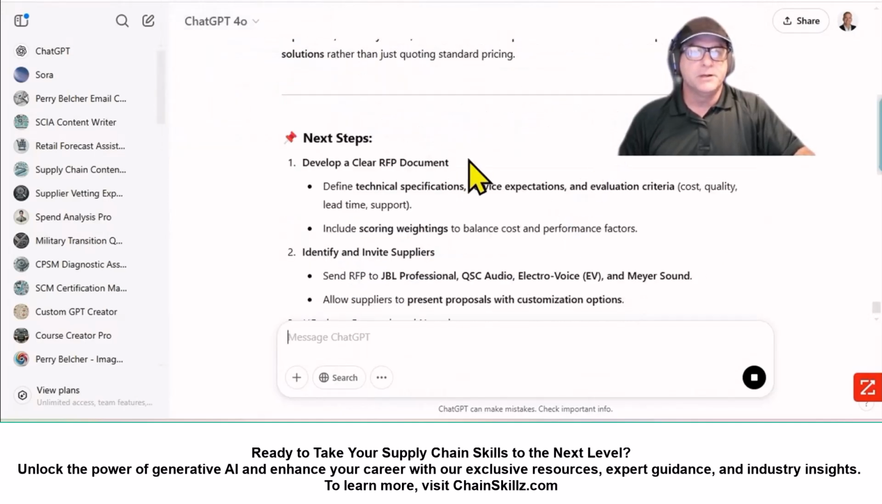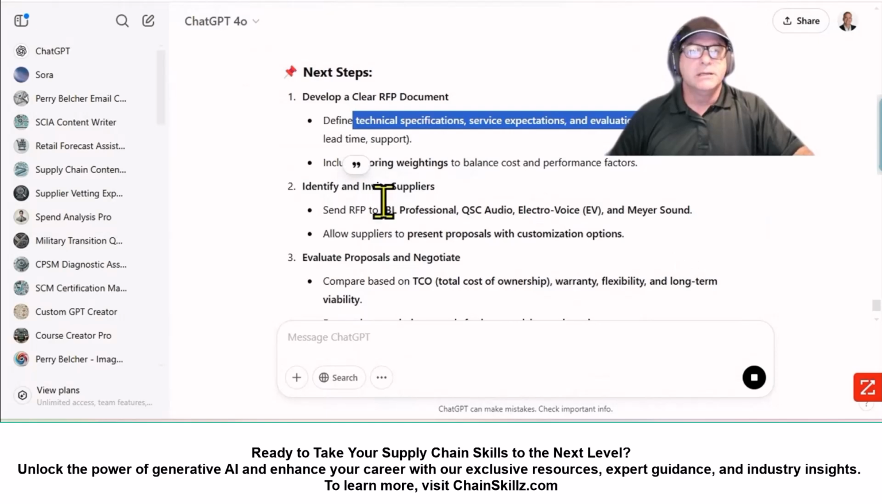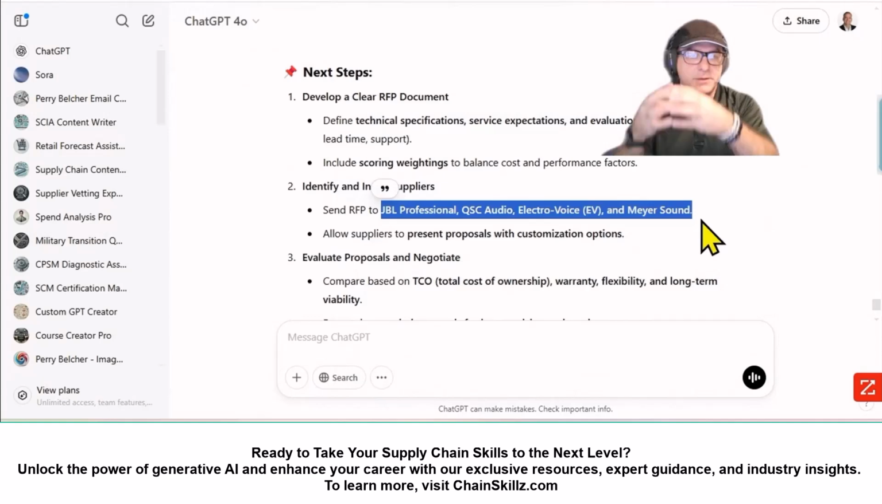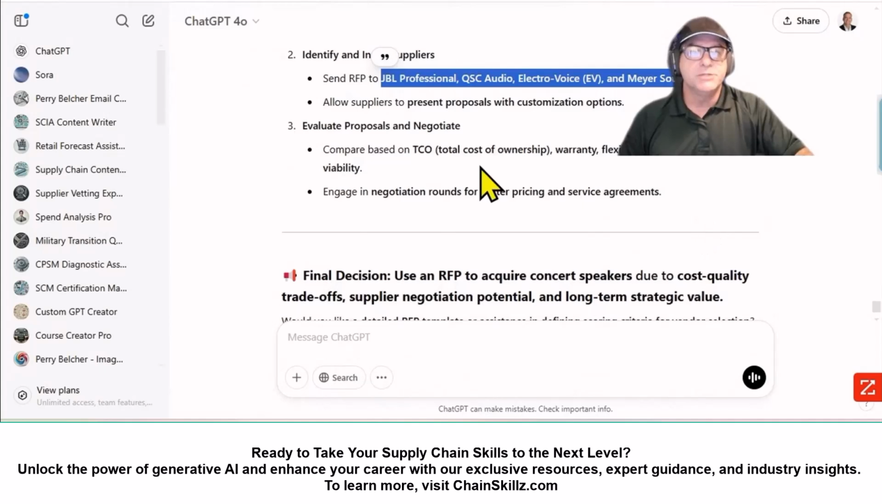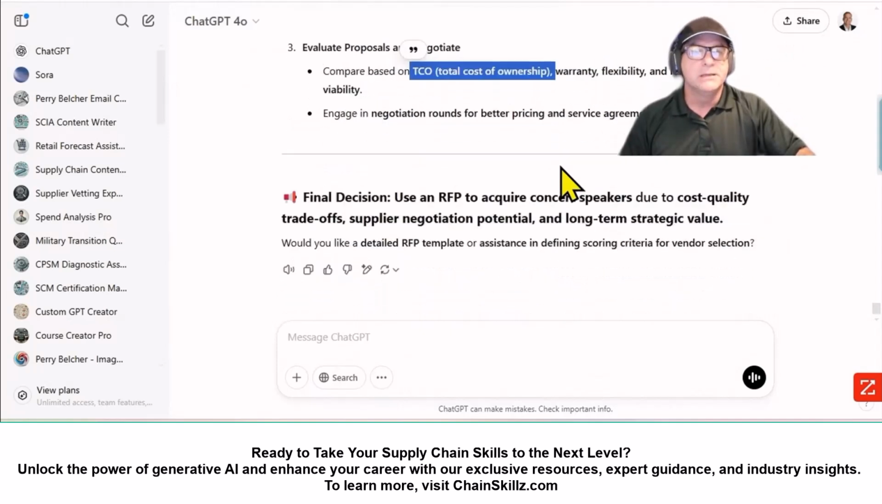To develop a clear RFP document, define technical specifications, evaluation criteria, identify your suppliers. Now, some of these there may be resellers of these that are out there, right? Especially if we're in the state of California, we have to use California vendors. This may be where we have to use resellers type thing. Negotiate based on total cost of ownership. One of the main concepts we teach in the CPSM is total cost of ownership and knowing everything it takes to run this. So this is good.